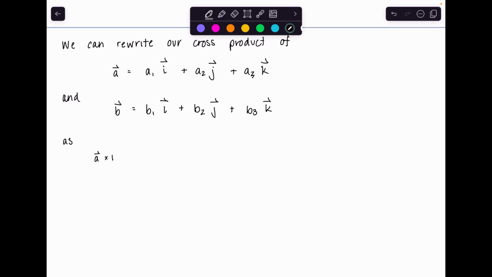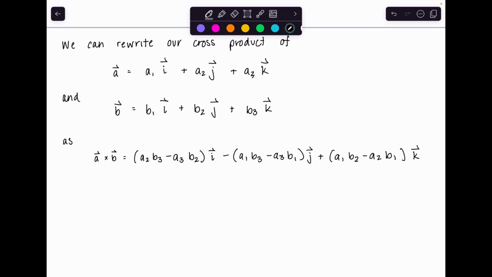So we know A cross B, based on our calculations, the first component has to be A2 B3 minus A3 B2. And that's the vector I attached to it because it's the first component. The second one is negative, and the coefficient out front was A1 B3 minus A3 B1. And this was J. And then finally, the last component is A1 B2 minus A2 B1. And that's our component K.